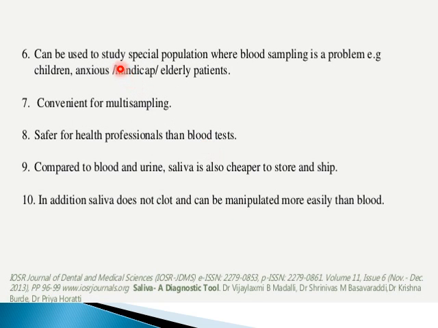Six, it can be used to study special populations where blood sampling is a problem, like children, anxious, handicapped, and elderly patients. Seven, convenient for multi-sampling. Eight, safer for health professionals than blood tests. Nine, compared to blood and urine, saliva is also cheaper to store and ship. Ten, in addition, saliva does not clot and can be manipulated more easily than a blood sample.